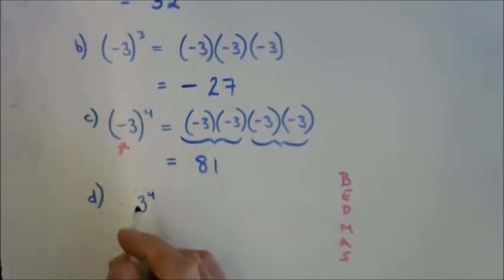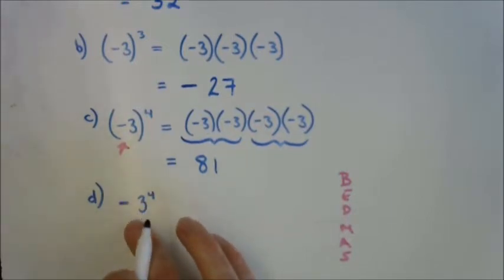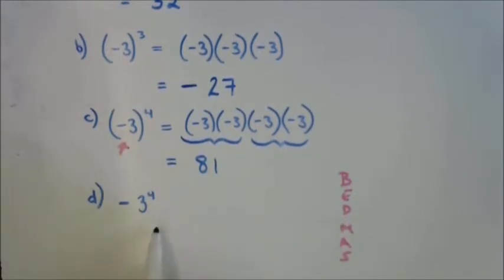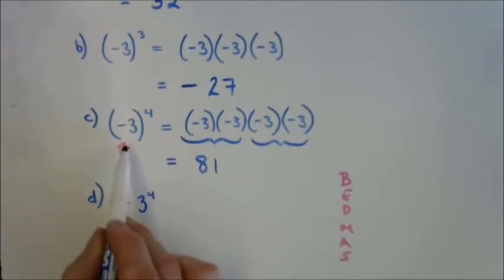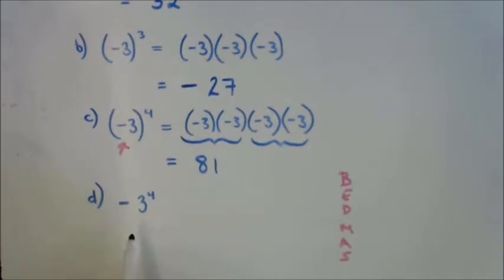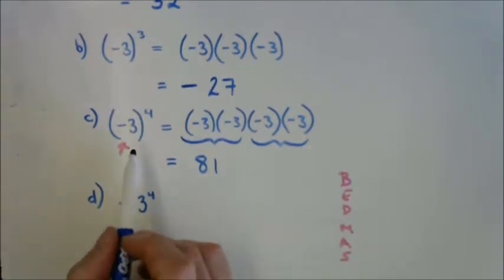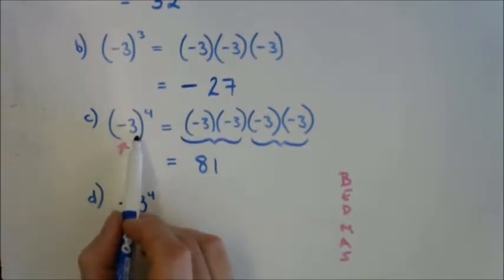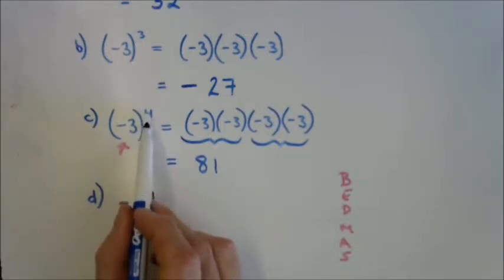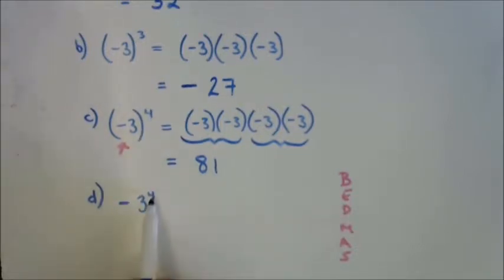Once we know all our rules and we're paying attention to BEDMAS, this can't be mixed up with that. This will never, ever, ever be the same as that. Never. And this will never be the same as this. They are different things. This has a base of negative 3 and 4 factors of negative 3. This has a base of 3, 4 factors of 3, and then a negative sign out front.